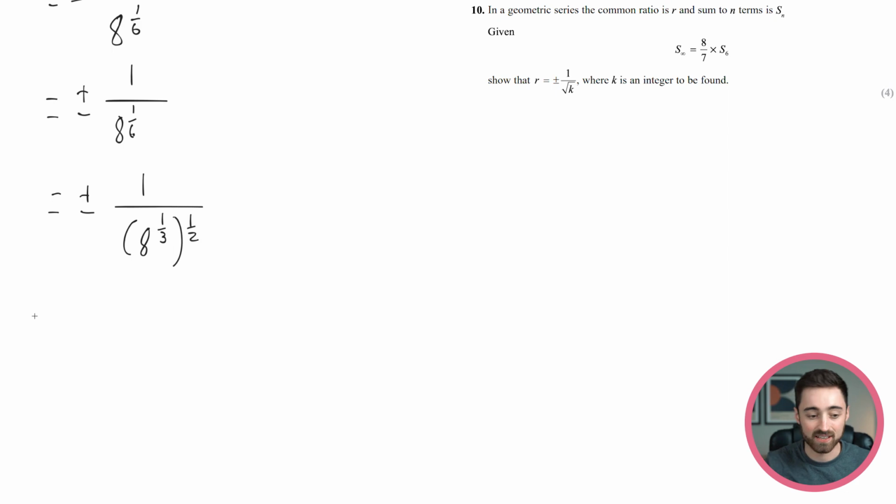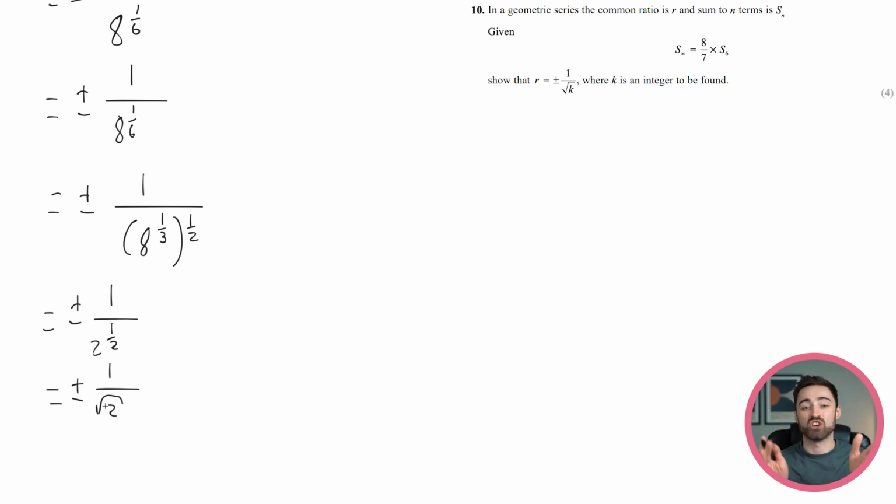8 to the 3rd is 2, so it's just 1 over 2 to the half. And then a half is just the same as a square root, isn't it? So this is actually going to be plus minus 1 over the square root of 2.